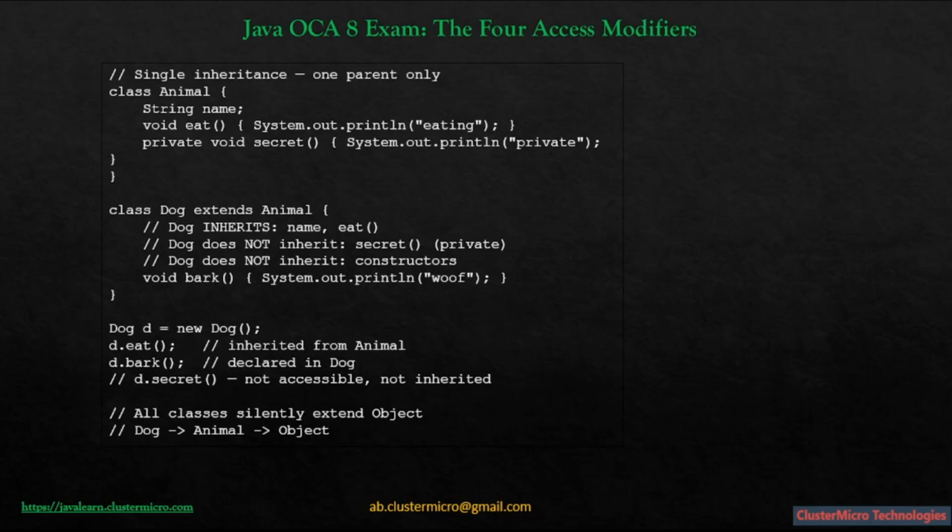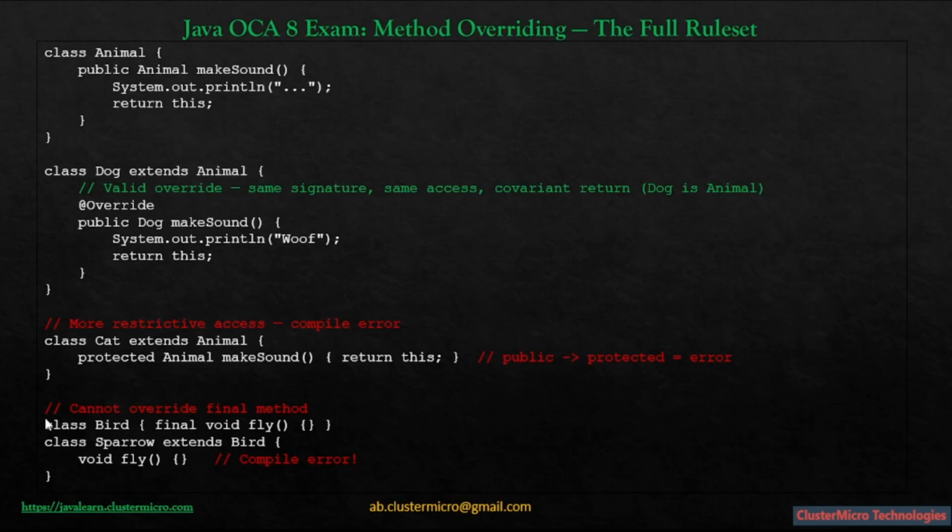So, method overriding, the full rule set. Method overriding occurs when a child provides its own implementation of a method defined in the parent class. For a method to be a valid override, several rules must be followed. First, the method signature must match exactly. This means the method name and parameter list must be identical to those in the parent class.